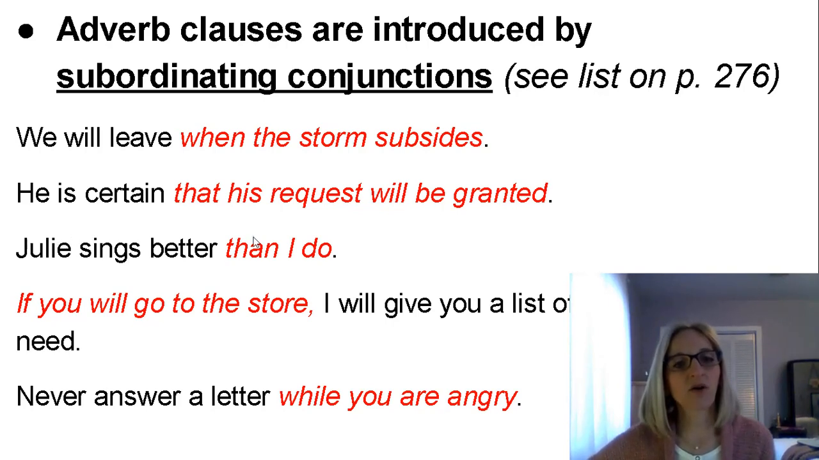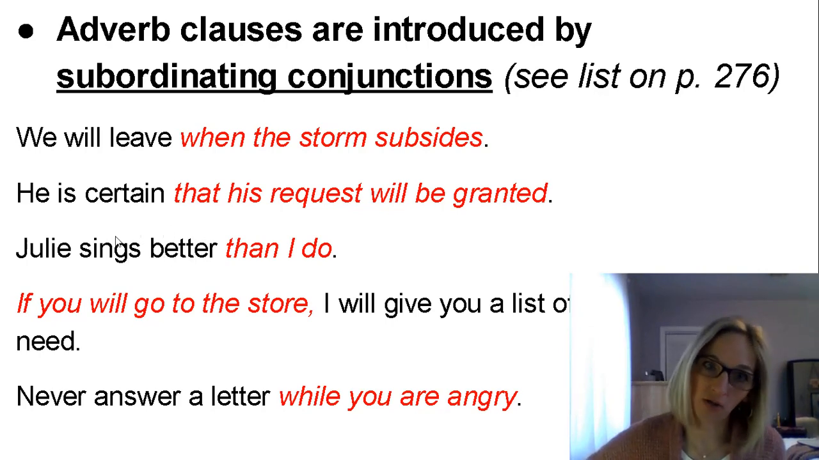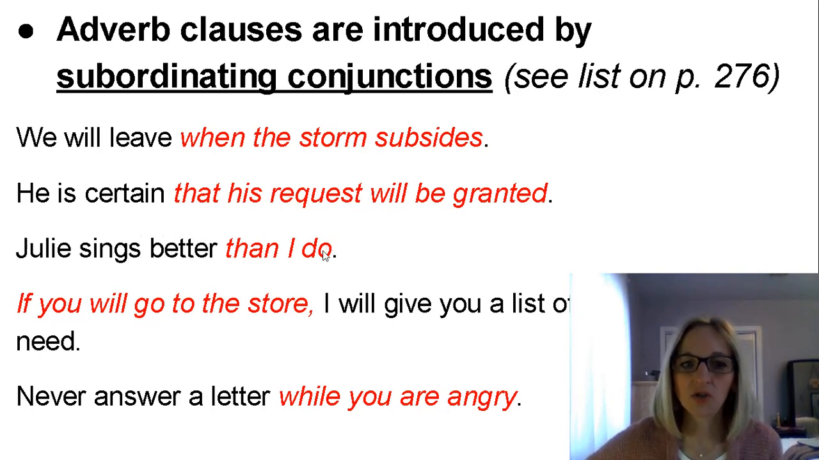Julie sings better than I do. There's my subordinating conjunction. This whole adverb clause, than I do, is describing better, describing the adverb better, because better is an adverb describing how she sings. So than I do is the adverb clause describing the adverb better.